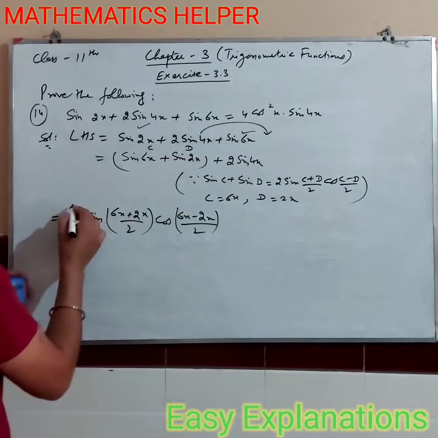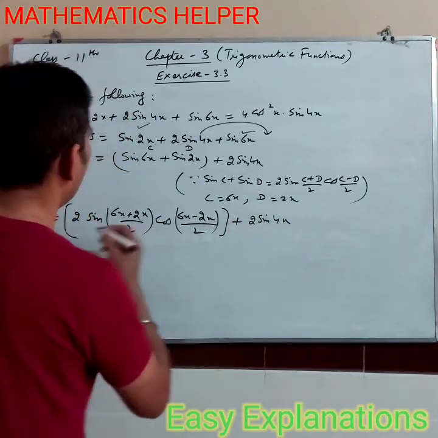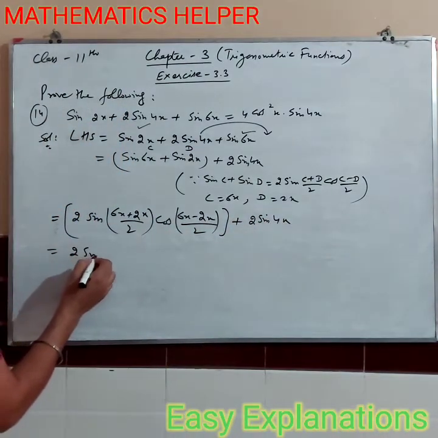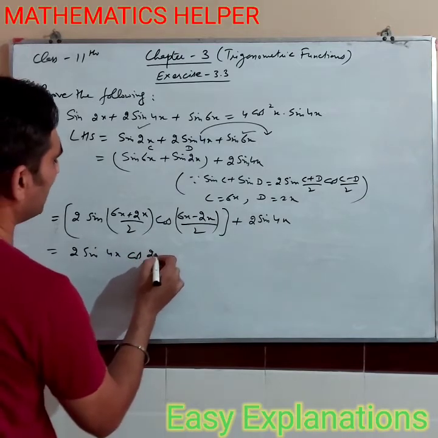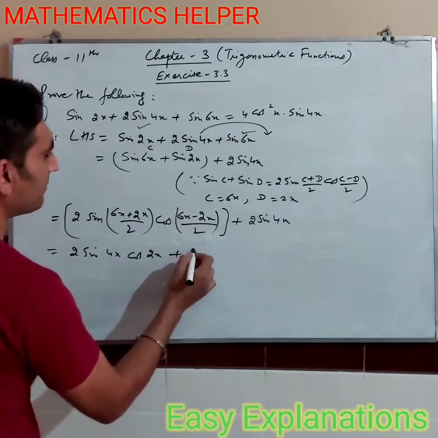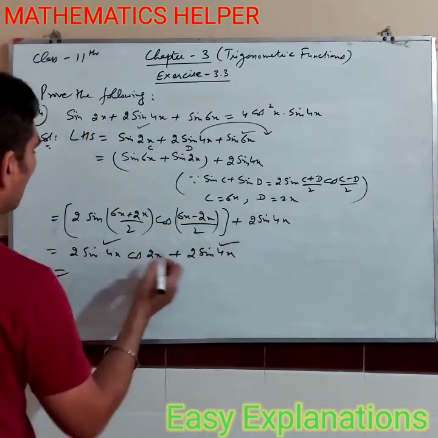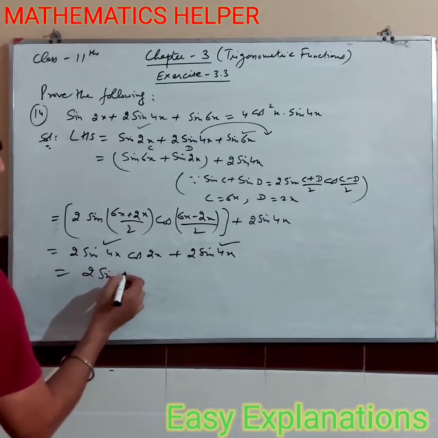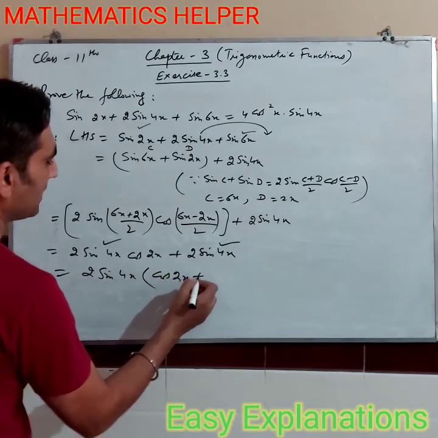For this first bracket, and in the end you have plus 2 sine 4x. So 2 sine 8x over 2 will give 4x, cos 4x over 2 will give 2x. So we have this and plus 2 sine 4x. So we have sine 4x common and 2 also common. So I am going to write 2 sine 4x common, and what is left? Cos 2x plus 1.